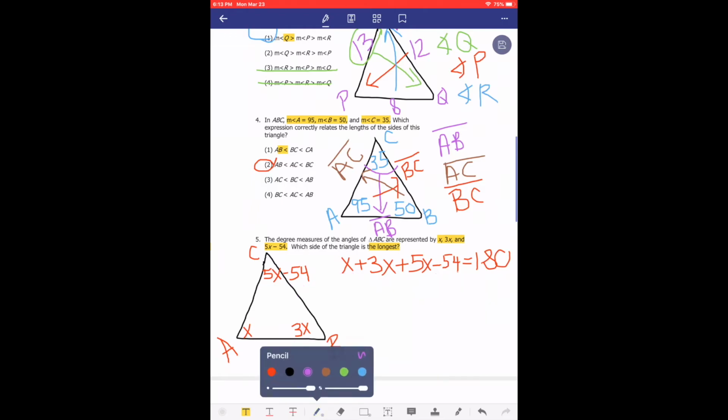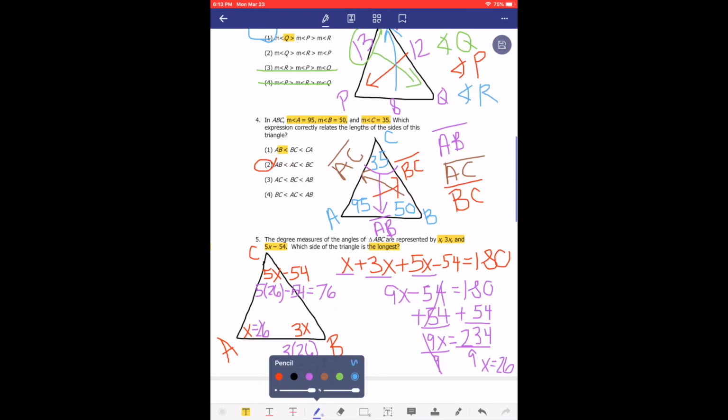And this problem is asking you for the side that is the longest. So the longest side would be opposite the largest angle. My largest angle is the 78 degree angle. And that's opposite the side AC.